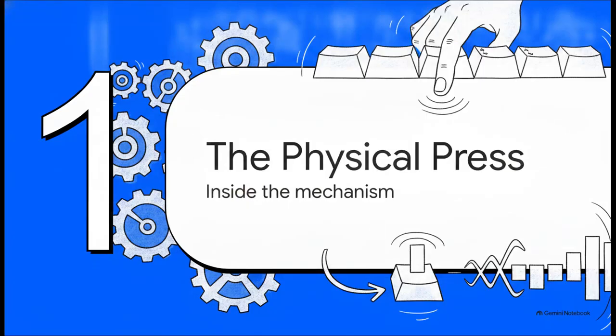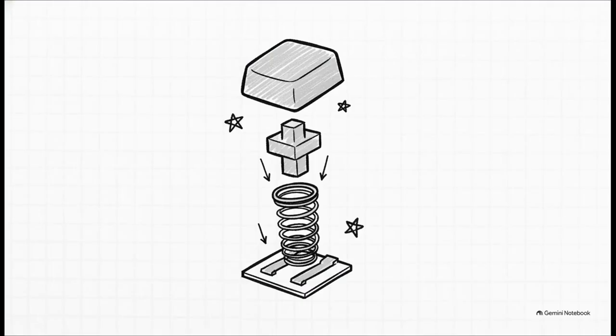Okay, part 1, inside the physical press. Okay, let's dive into this. Every digital action you take on a keyboard fundamentally begins right here in the real world, with physical movement. Beneath your fingertips, the anatomy of a standard key generally consists of 4 main parts. First, you've got the keycap on top. That's the plastic piece you actually touch.